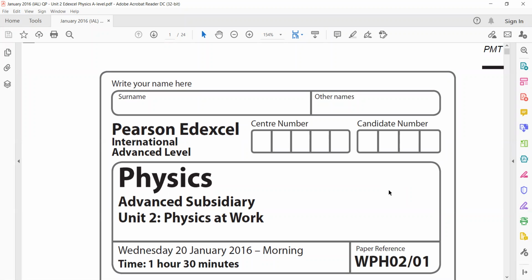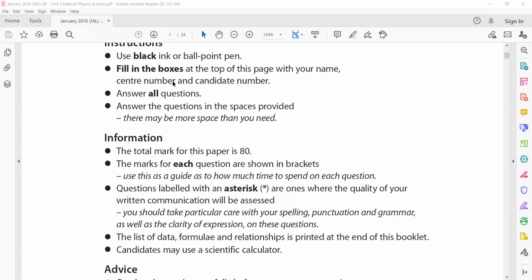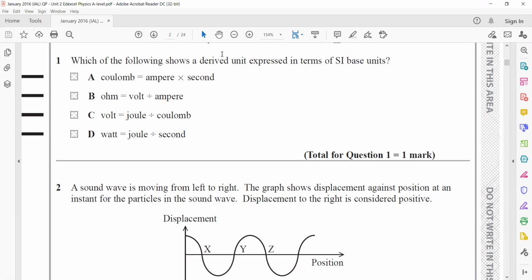Good evening, everyone. This is January 2016, Unit 2 of IAL Physics. So, in the first question, which of the following shows a derived unit expressed in terms of SI base unit?